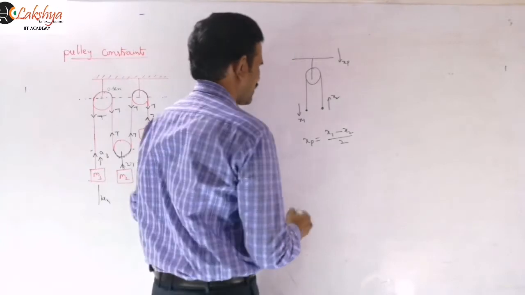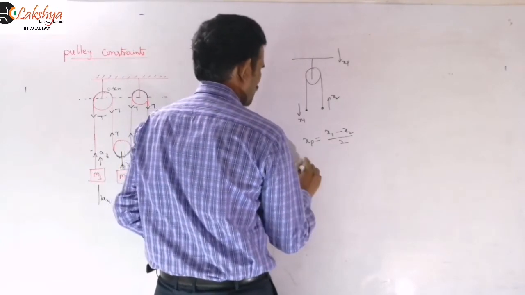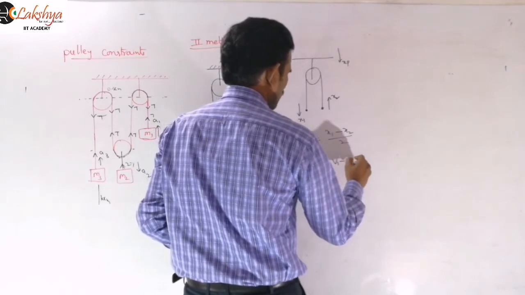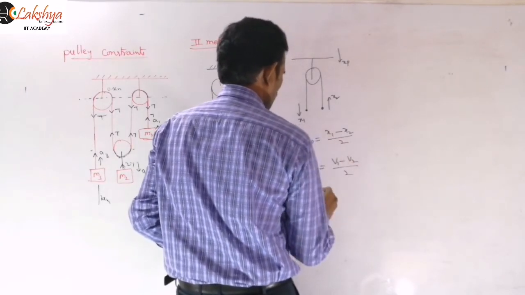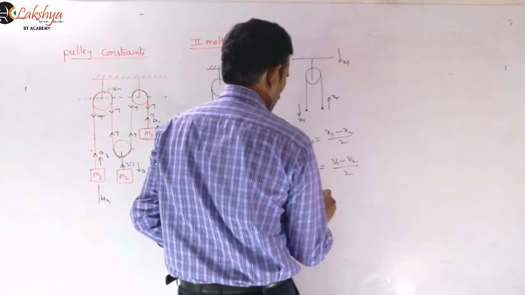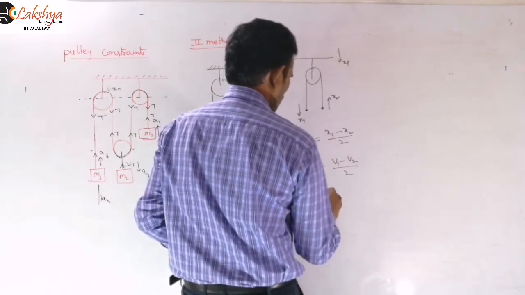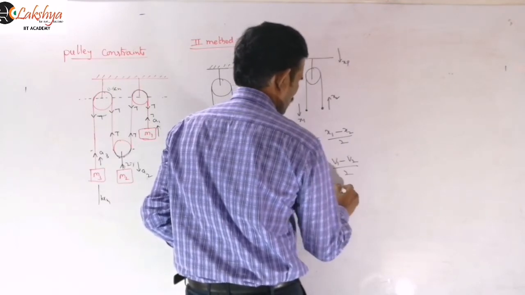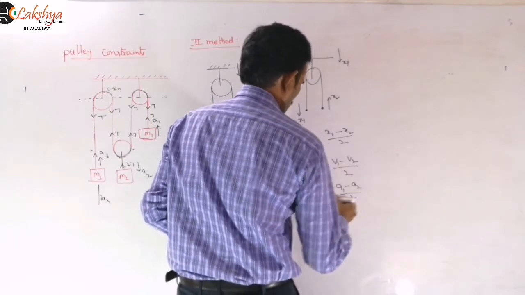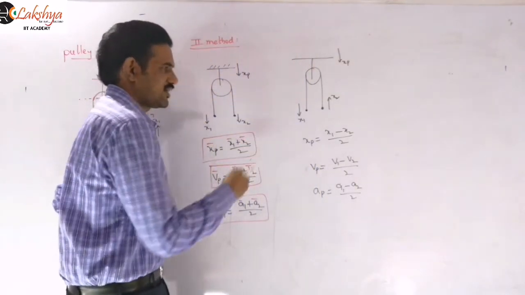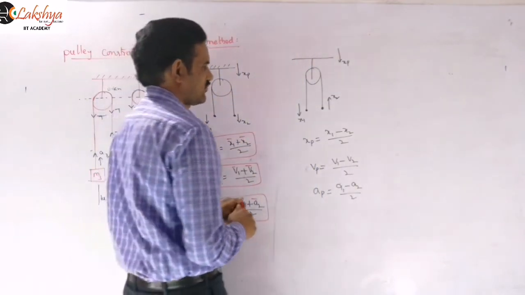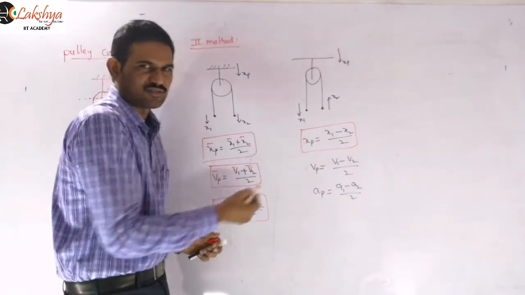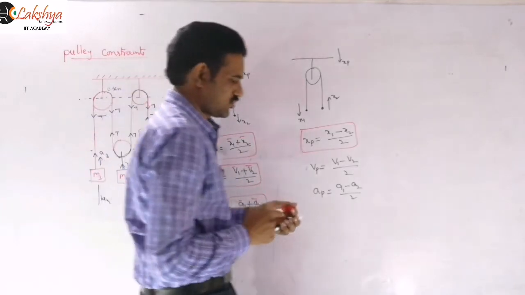Now similarly you can write the velocity relation, velocity of the pulley is v1 minus v2 by 2, and the acceleration relation, acceleration of the pulley is a1 minus a2 by 2, right? So if you know this basic, you can apply that case here. This is just an application of that. This is a basic formula and this is the application of that. Here it is not in vector form, you should note that.